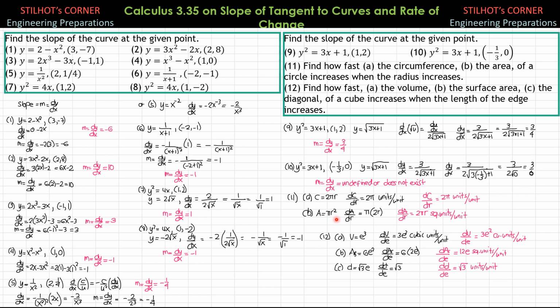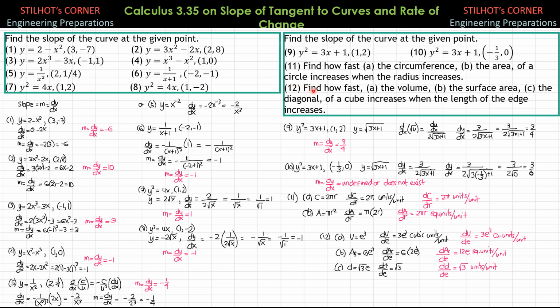The area of a circle is pi r squared. So the derivative with respect to r is pi, constant, times the derivative of r squared with respect to radius r, which is 2r. Simplifying, the derivative of area with respect to r, the rate of change of area with respect to r, is 2 pi r, and the units would be square units per unit of radius, so square units per unit.